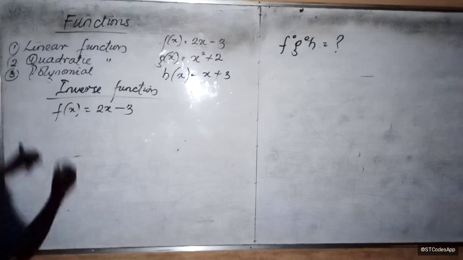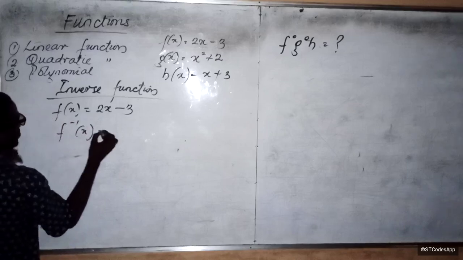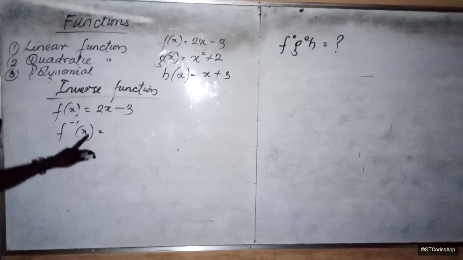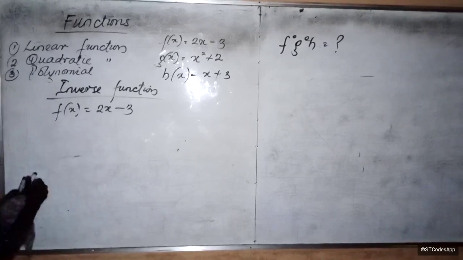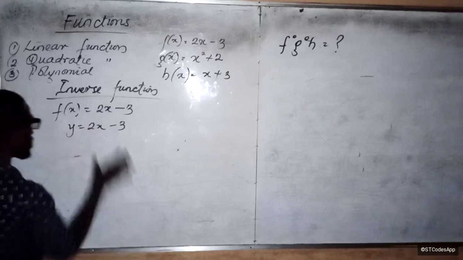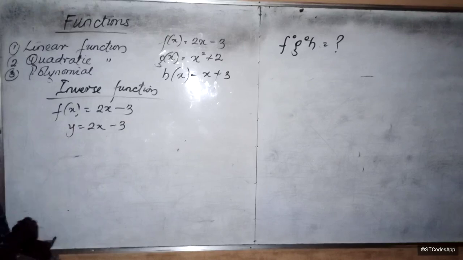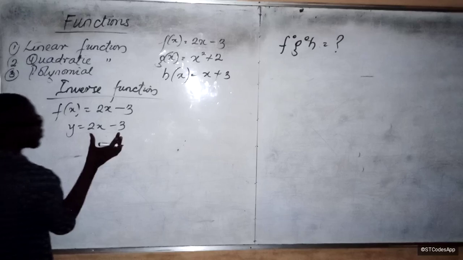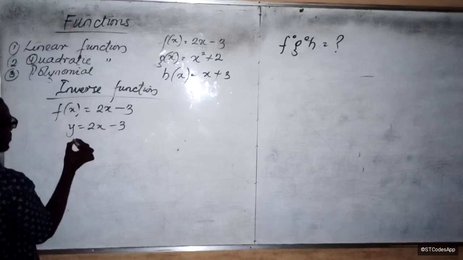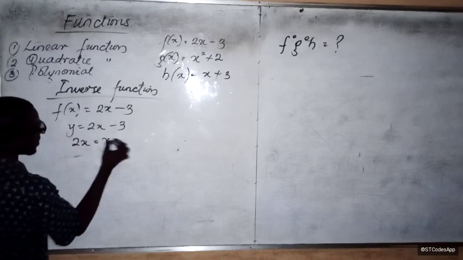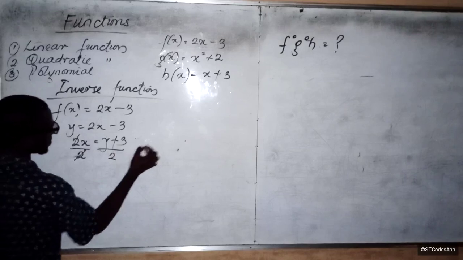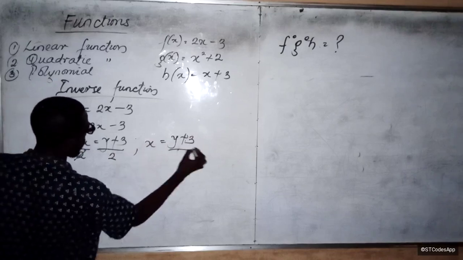Now an inverse function means f inverse of x will be what? An inverse function is very simple. You remember that I said this is just the notation here. Remember that f of x is the same as y, so y will be equal to 2x minus 3. To get the inverse of this function, you want to make x the subject of the formula. So when you make x the subject of the formula here, you're going to have 2x equal to y plus 3. Is that okay? So you divide both sides by 2. You have x equal to y plus 3 all over 2.